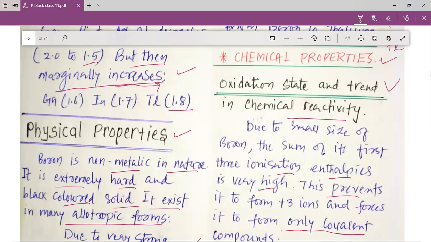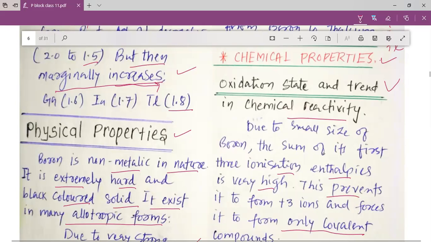Aluminum also reacts with aqueous alkali and liberates dihydrogen. This is a very important reaction for aluminum, my dear students, that when aluminum reacts with an alkali like sodium hydroxide, you can see that 2 aluminum reacts with 2 NaOH and 6 H2O to give 2 Na[Al(OH)4]. The name of this compound is sodium tetrahydroxoaluminate(III), and it also produces hydrogen gas with the alkali.